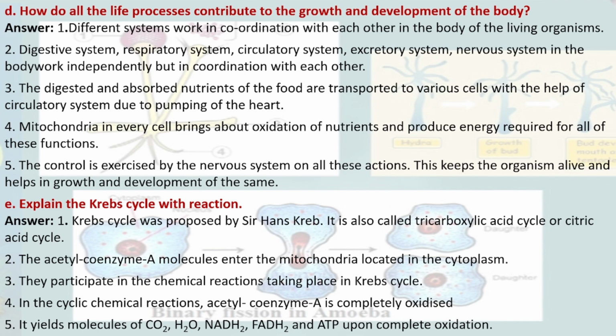E. Explain the Krebs cycle with reaction. Answer. The Krebs cycle was proposed by Sir Hans Krebs. It is also called the tricarboxylic acid cycle or citric acid cycle. The acetyl coenzyme A molecules enter the mitochondria located in the cytoplasm. They participate in the chemical reactions taking place in the Krebs cycle. In the cyclic chemical reaction, acetyl coenzyme A is completely oxidized. It yields molecules of CO2, H2O, NADH2, FADH2 and ATP upon complete oxidation.